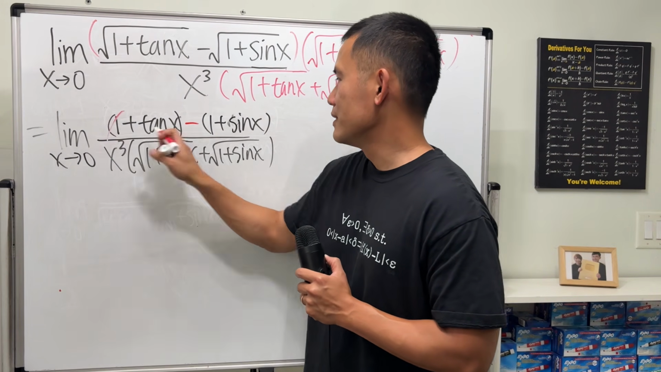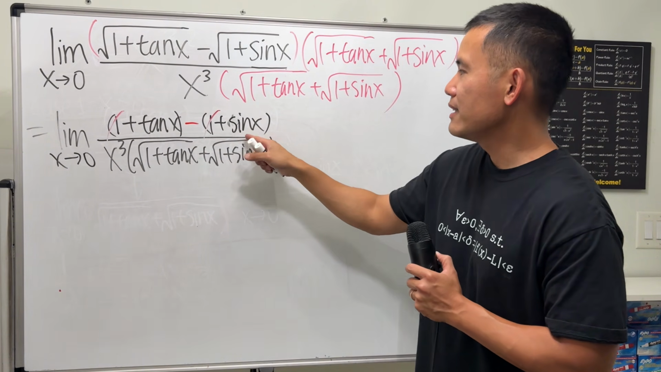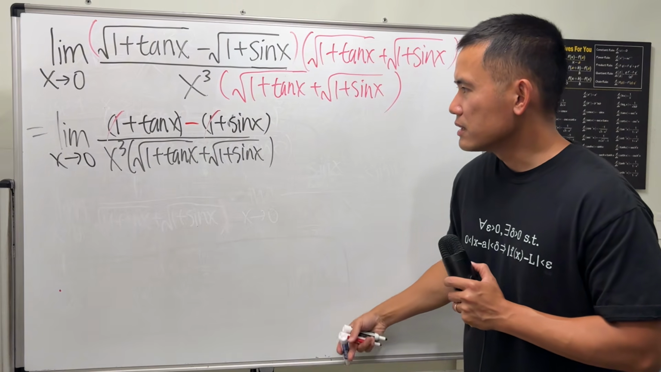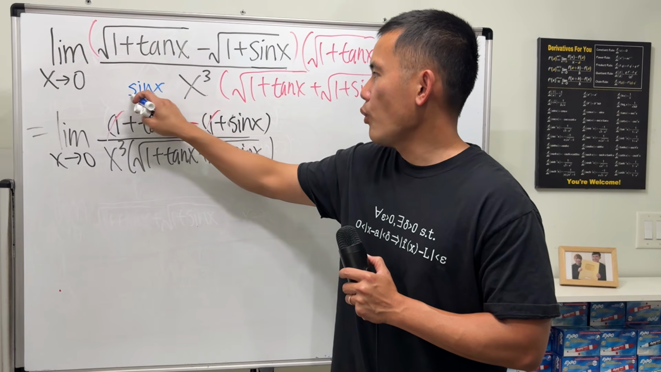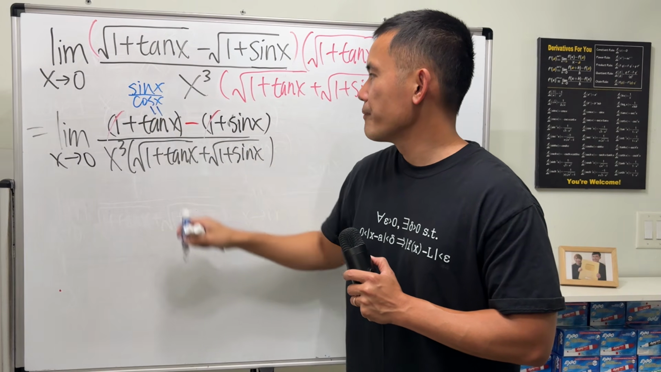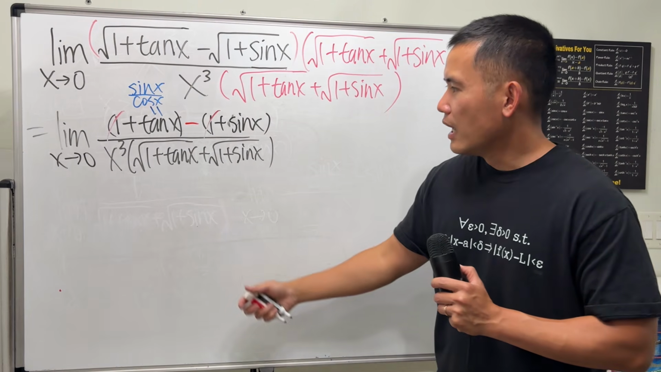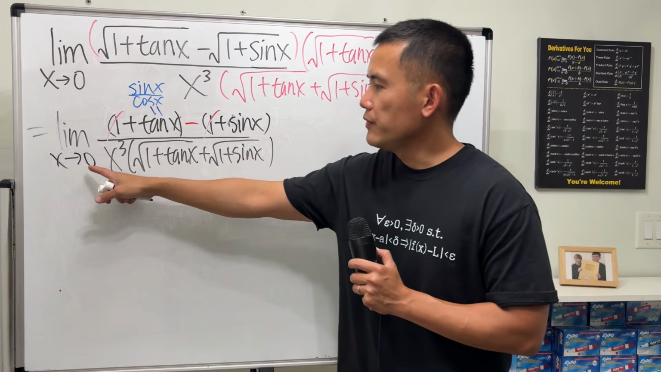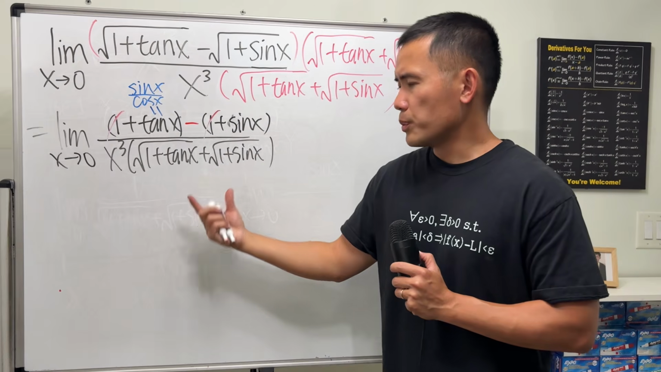1 minus 1 is just 0. That's nice. And we will just have tangent x minus sine x. So that's also kind of nice. But notice tangent x is the same as what? Sine x over cosine x. Okay, keep all that in mind. First, I'm actually going to look at this part right here, because if you take the limit as x approaching 0 of this part, it turns out to be pretty nice.